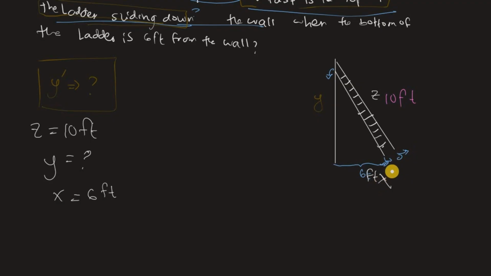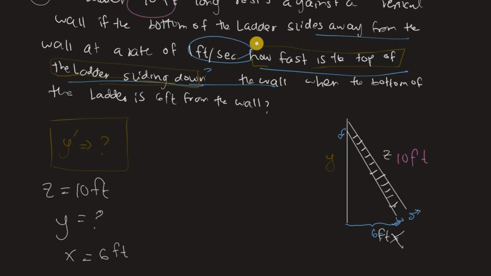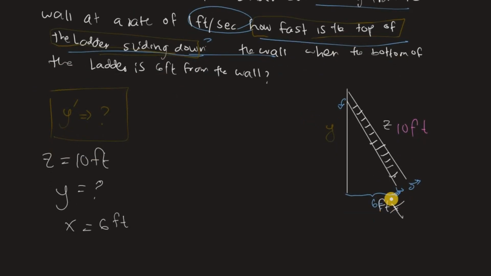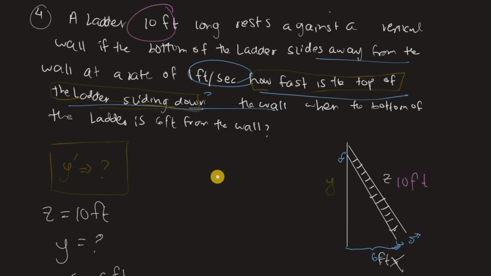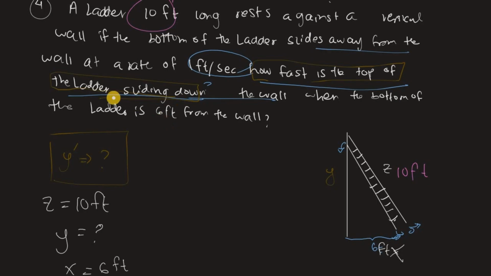And what else do we have? The ladder slides away from the wall at a rate of 1 feet per second. So we have the rate at which it is sliding away, which means we have x prime of t as 1 feet per second. We just have to find the sliding down rate.